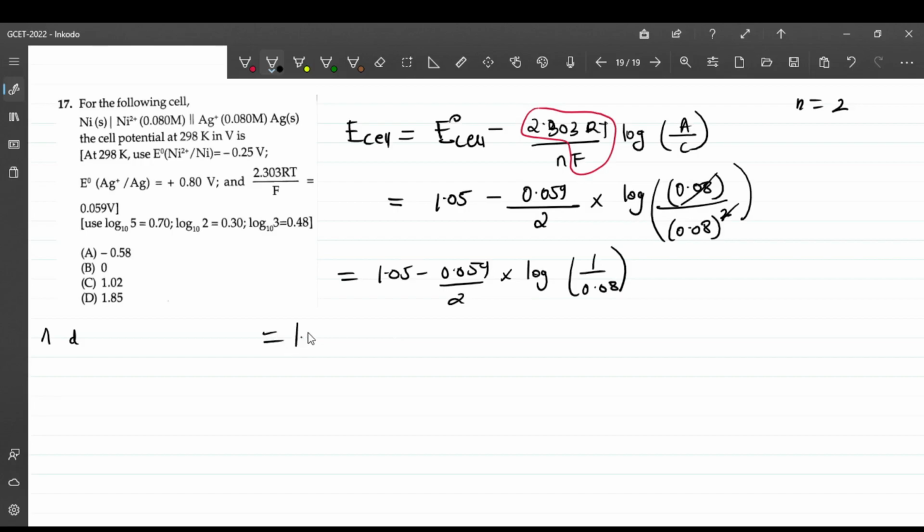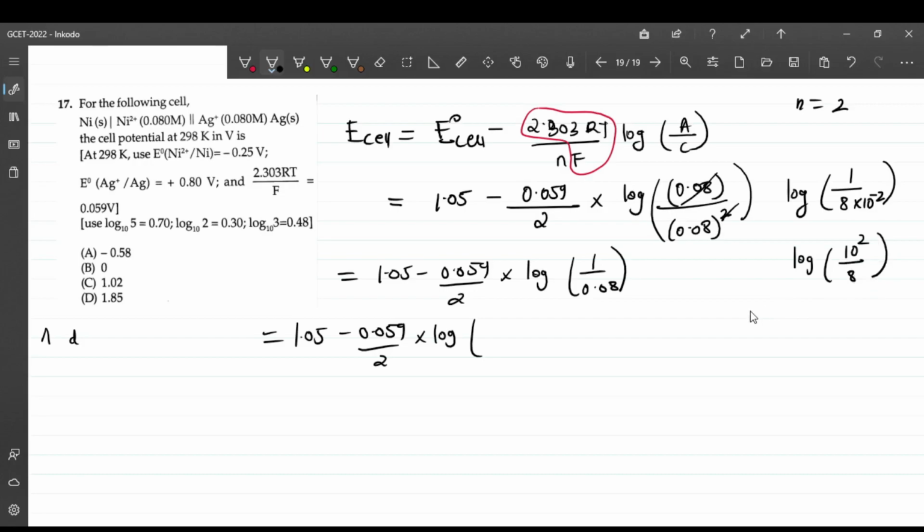So this will be equal to 1.05 minus 0.059 upon 2 into log of what I'll do is I'll solve this part over here because I don't have to write that again and again. This 0.08 could be written as 8 into 10 raised to minus 2. So this will be equal to log of 10 raised to 2 by 8. So this will be equal to log of 10 raised to 2 minus log of 8.